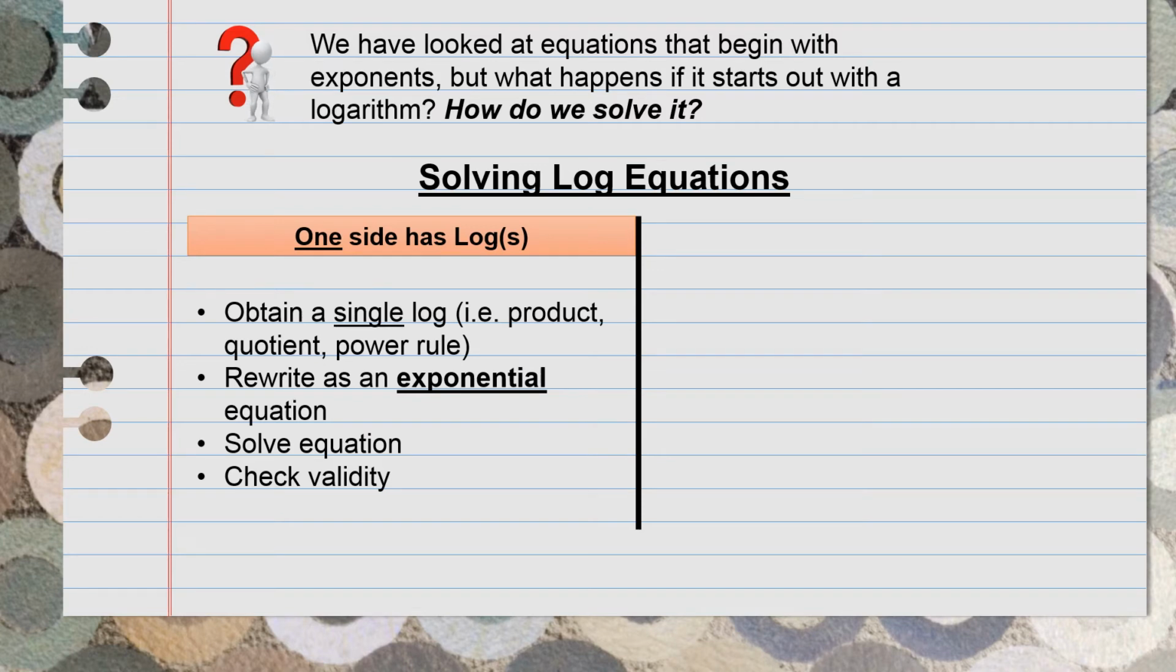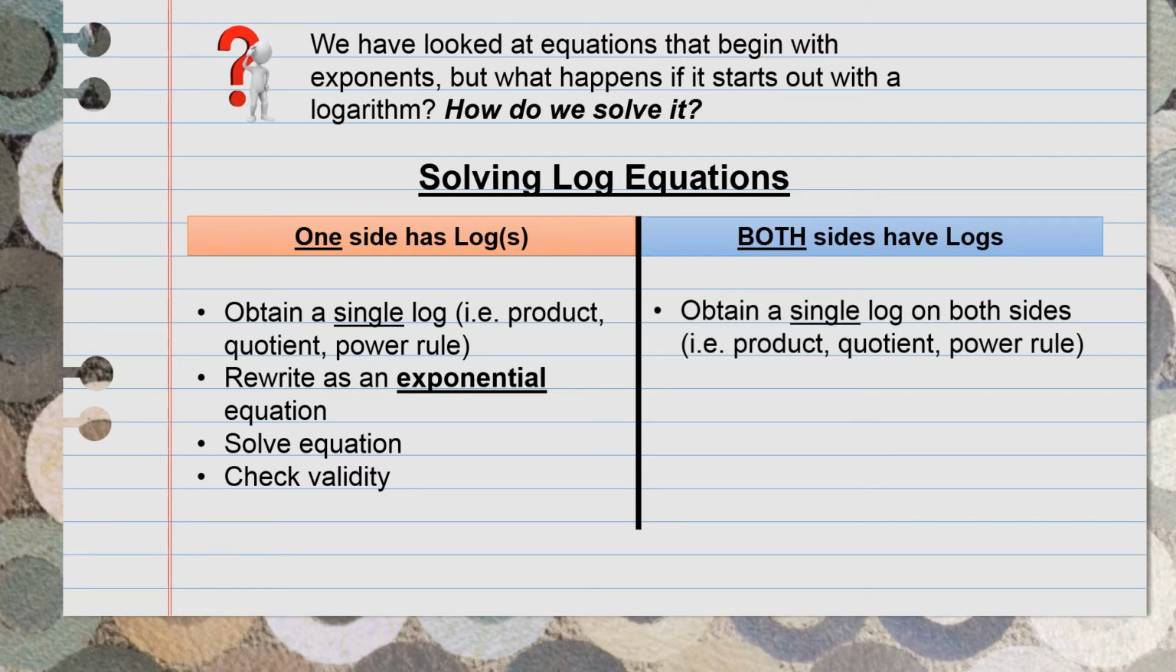From there, you would solve the equation, and then we must check the validity. Remember, whatever your answer is, you have to plug it back into the original and make sure you're taking the log of a positive value. Now, that's if you have log on one side of the equation. What happens if you have log on both sides of the equation? Well, in that case, you would obtain a single log on both sides. So on the left side, I should only see a single log. On the right side, I should only see a single log.